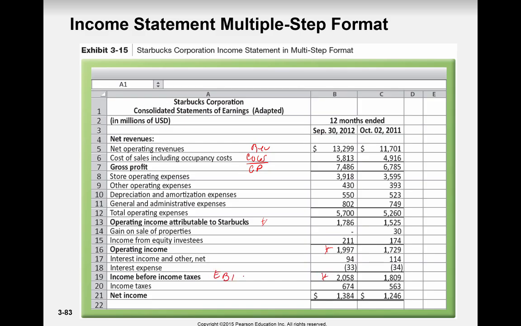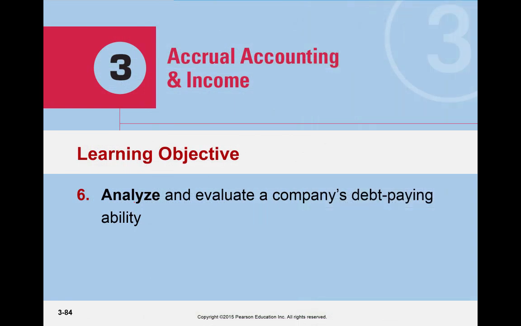Sometimes this is also referred to as EBITDA, which is earnings before interest, taxes, depreciation, and amortization. Remember, depreciation is the usage of tangible assets. Amortization is the usage of intangible assets to finally get to our net income.